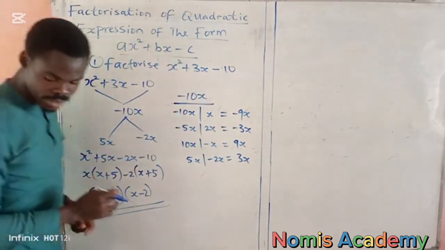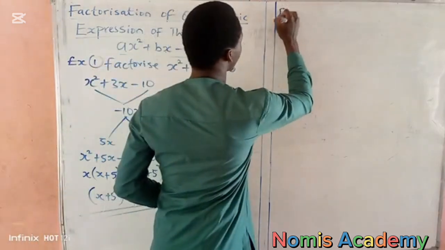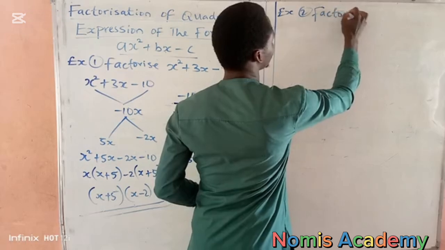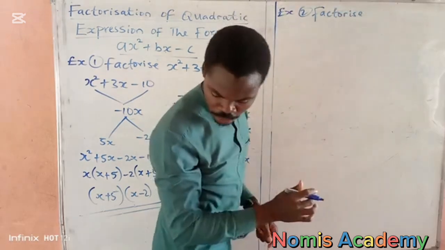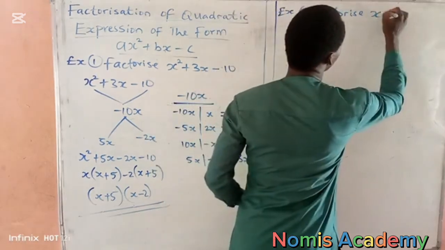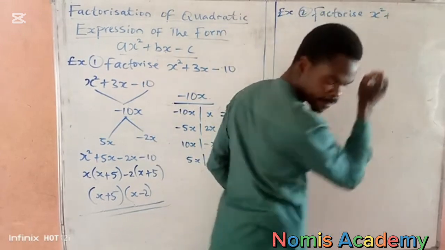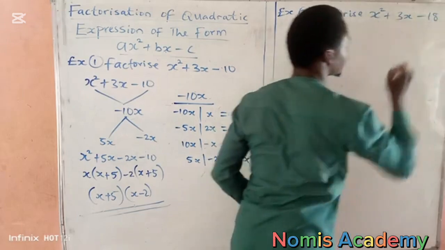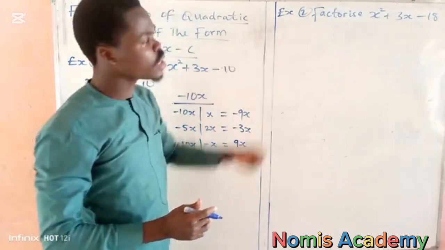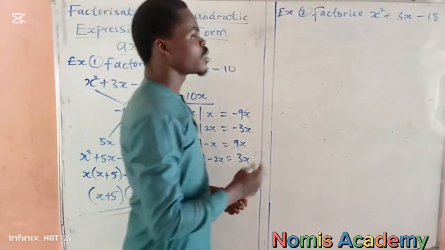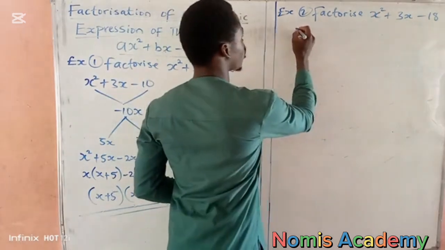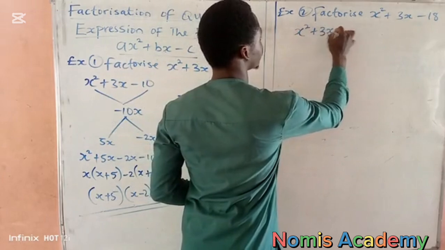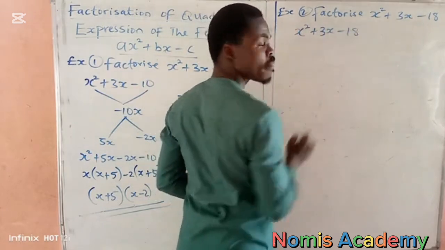Let's pick another example. Example 2. Factorize x² plus 3x minus 18. So let's factorize this problem. Alright, we'll do the same thing. We're going to write the problem again. x² plus 3x minus 18.